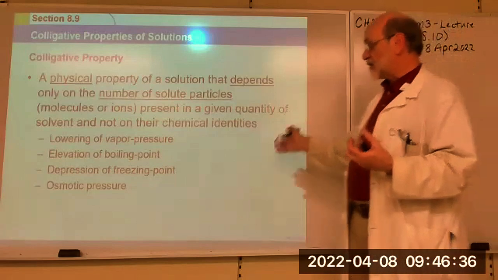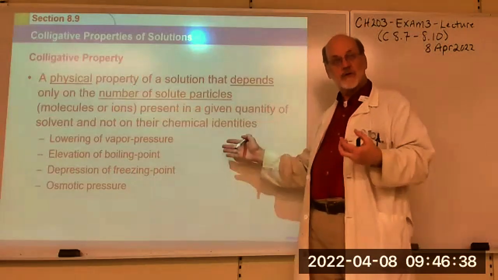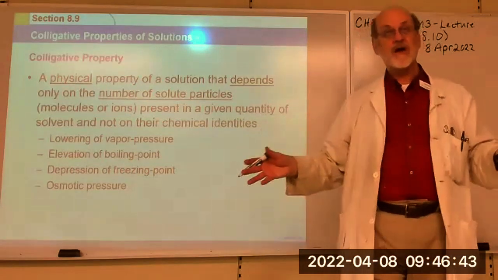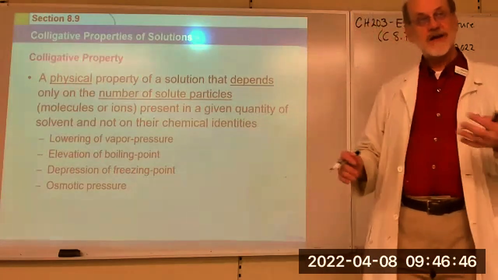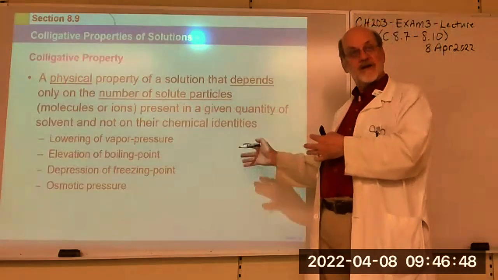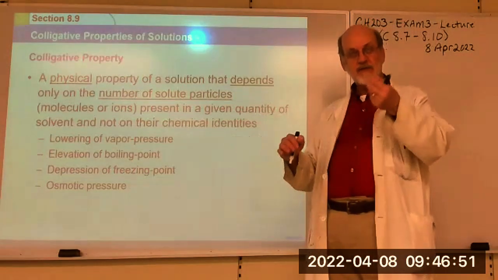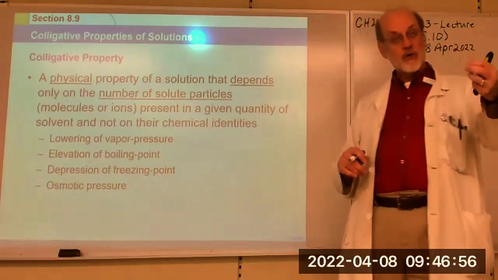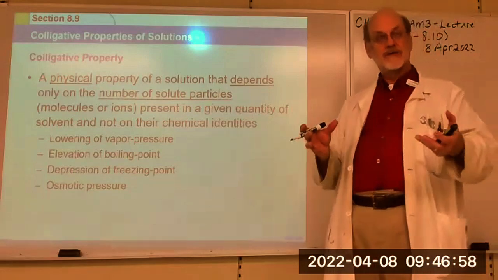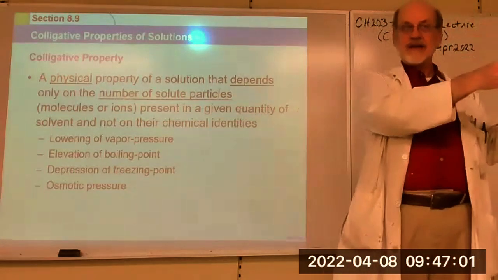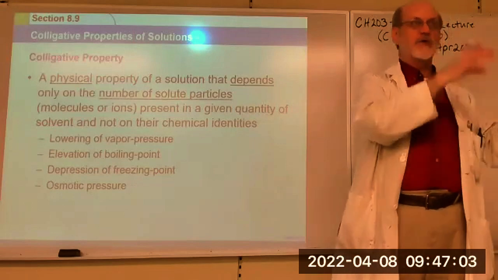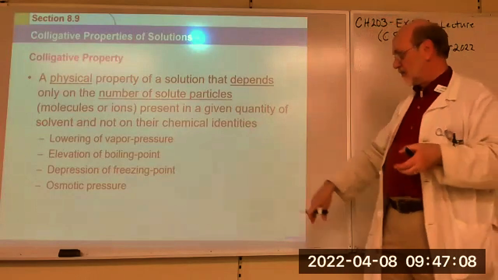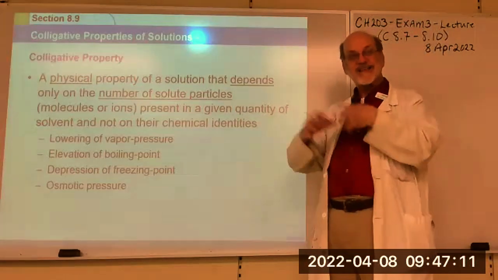So any of these properties might be useful for determining the molar mass of that unknown compound because it doesn't matter what the compound is. You can tell how many moles of the compound you have from a given mass of the compound. And then if you know moles and mass, you can calculate molar mass. And then you can use that in your calculations to go from empirical to molecular formula. So these are very useful for doing that type of analysis.